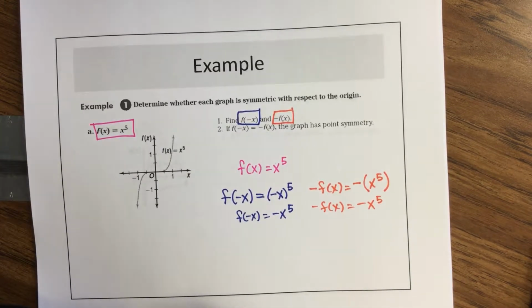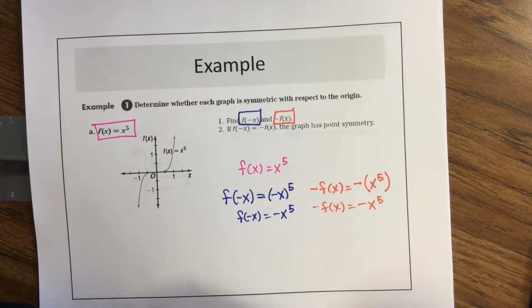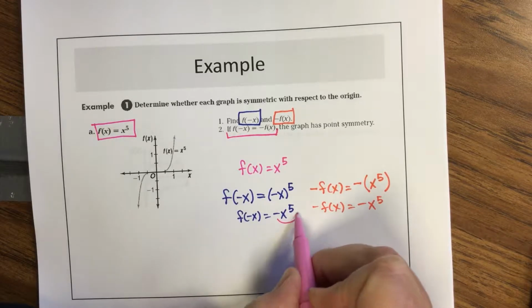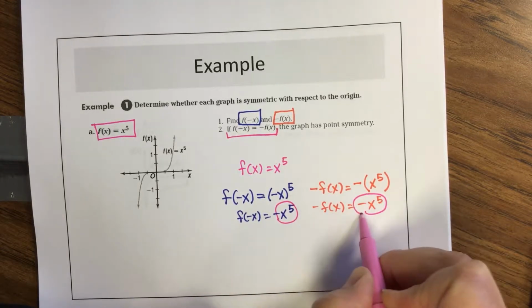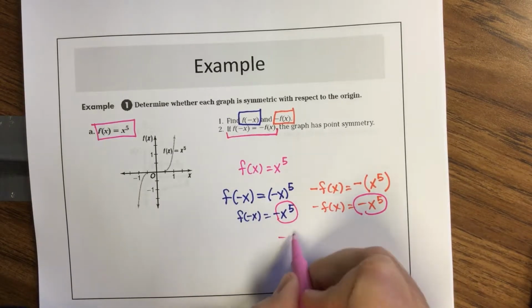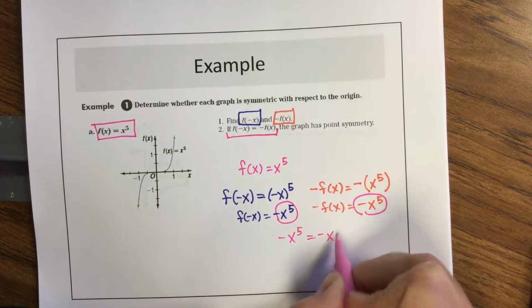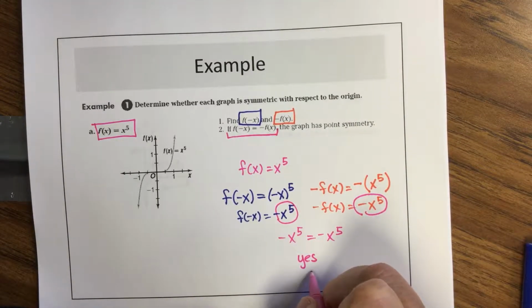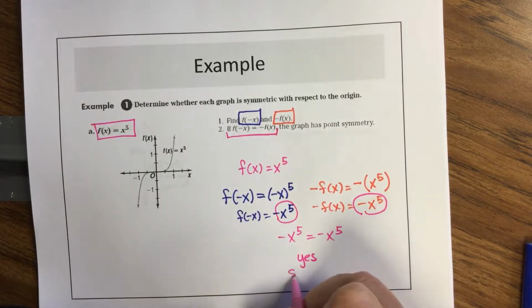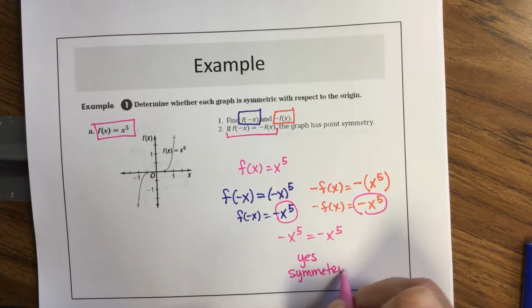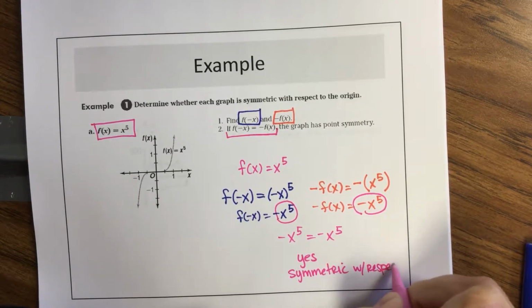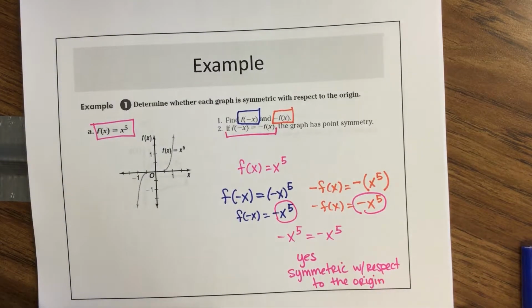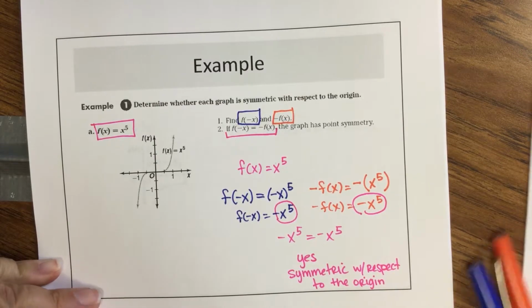At this point we're going to do a comparison. Like in step 2, are these things equal? If I compare this and this, are those the same equation? Does negative x to the 5th equal negative x to the 5th? Yes. Therefore, we can say that it is symmetric with respect to the origin. Okay, so that is example 1.